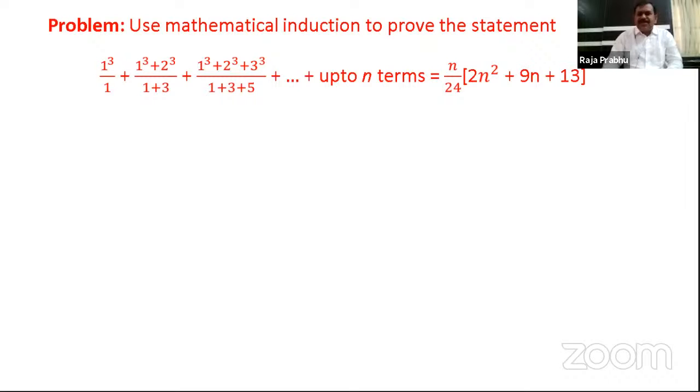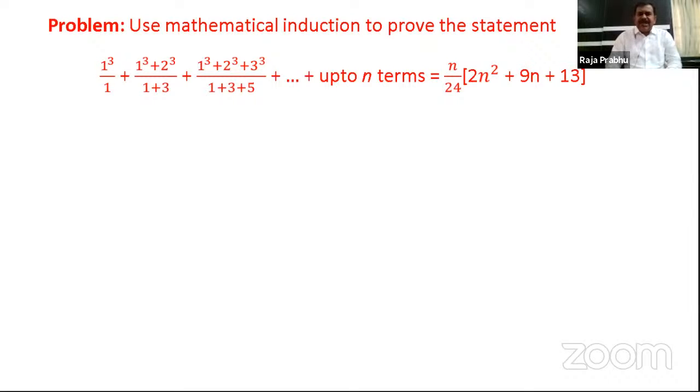Okay, now this is the problem given. Here also the nth term is not given. We have to find the nth term. So how to find it? Just by going through the observation of the other given terms, then automatically you will get an idea to get the nth term of this problem also. See children, what is there? The first term is 1 cube by 1. Okay, and the second term is 1 cube plus 2 cube by 1 plus 3.